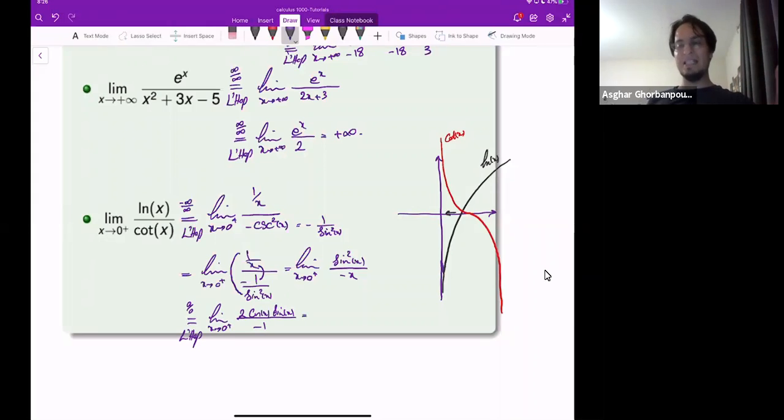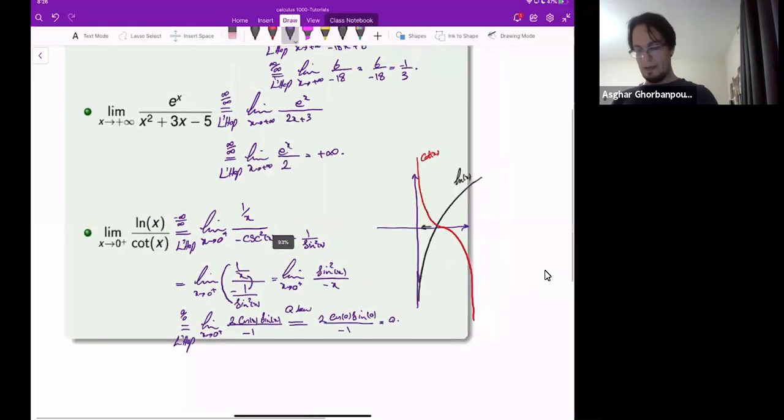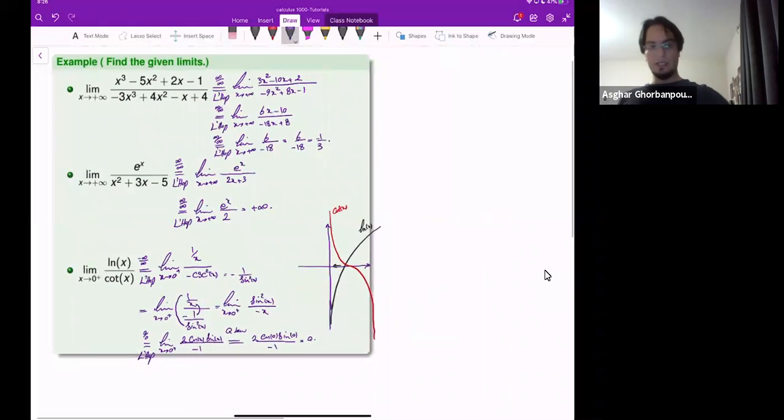And now you see that the denominator is non-zero, and we have good functions. So this is the quotient law. We have 2 cosine 0 sine 0 over -1, which will give me the whole thing as 0. So these were other examples of L'Hopital's rule when we are applying it to infinity over infinity indeterminate forms.